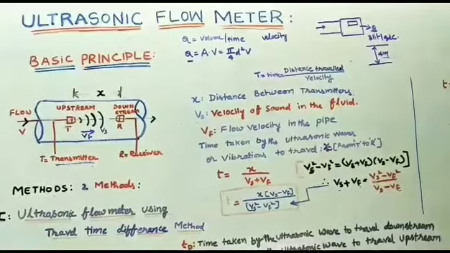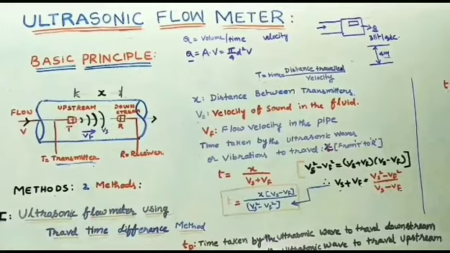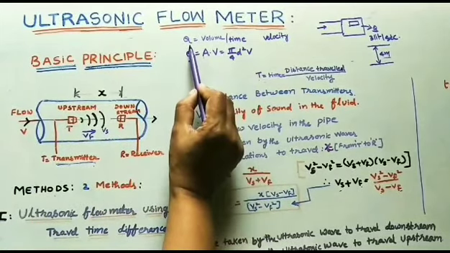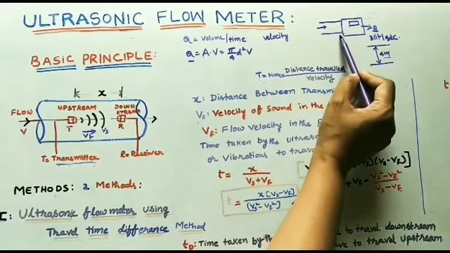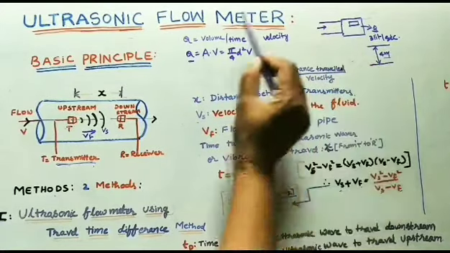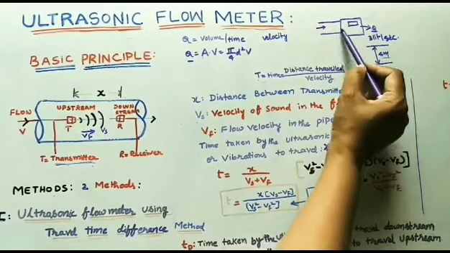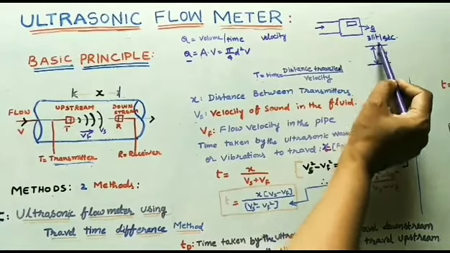Today we will discuss the ultrasonic flow meter. This flow meter will give the discharge of a given liquid in a pipe. This is a given pipe. We are fixing this flow meter here. It will find how much water or liquid is coming at the output per second.